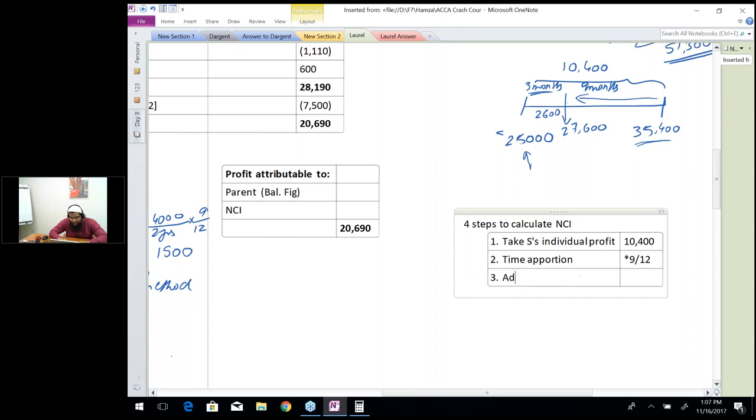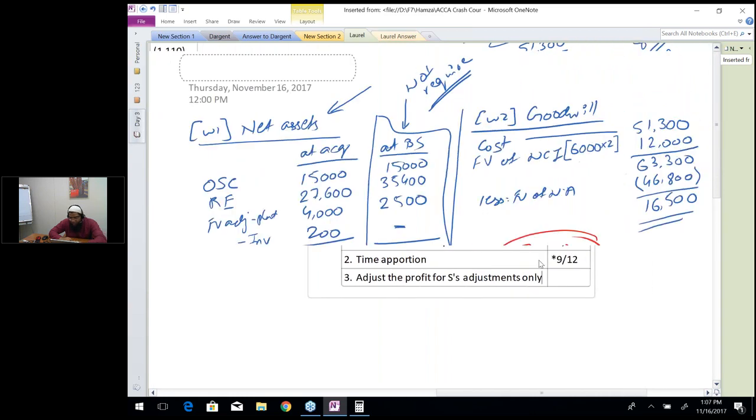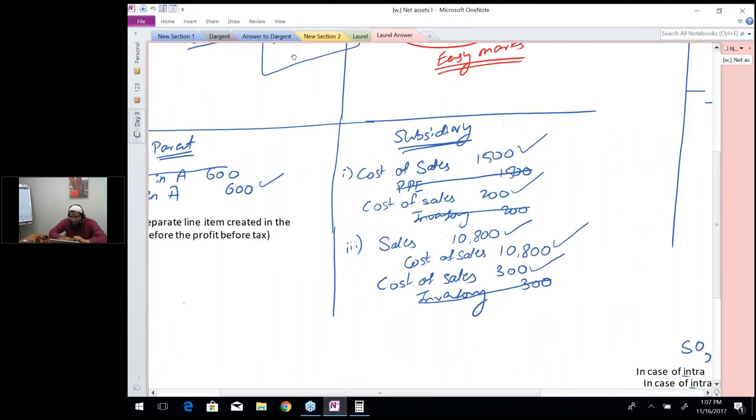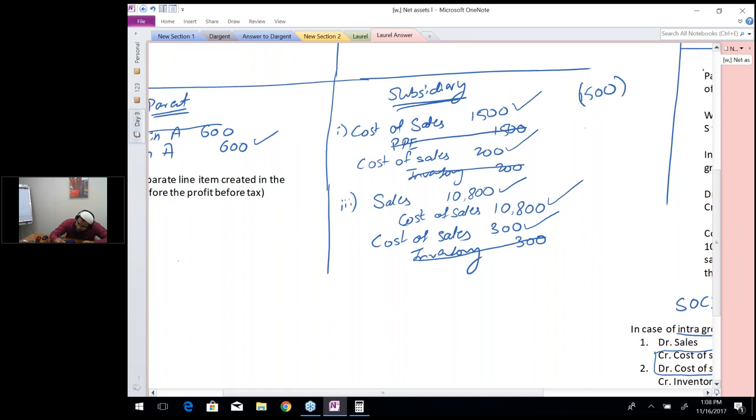And then we are going to adjust the profit for subsidiary's adjustments only. What do we mean by subsidiary's adjustments? Means the double entries that we have recorded in the books of subsidiary. So we have actually debited cost of sales. So debiting cost of sales will decrease the profit by 1500. So I would say minus 1500. Debit cost of sales minus 200.